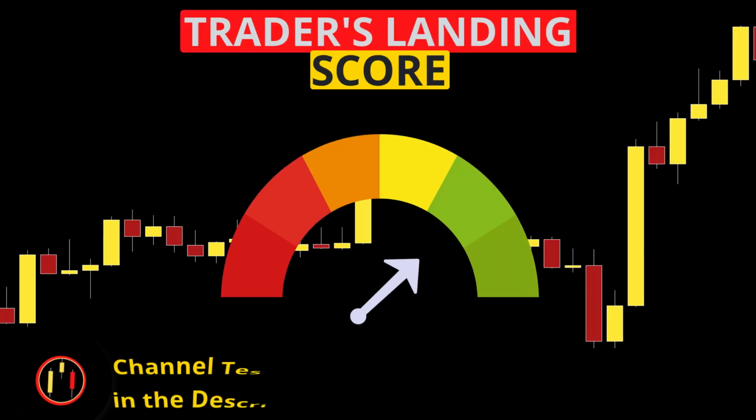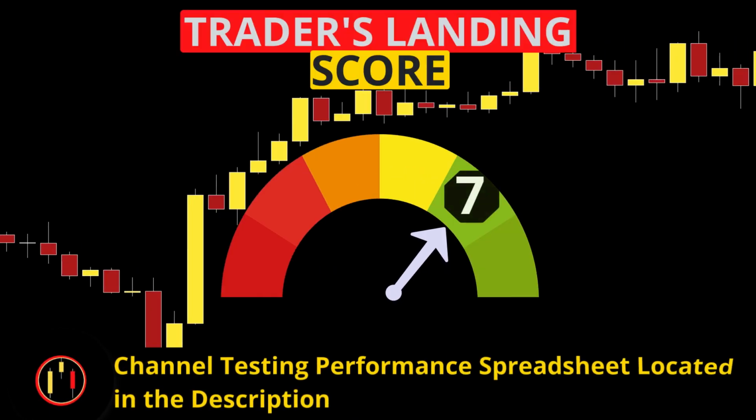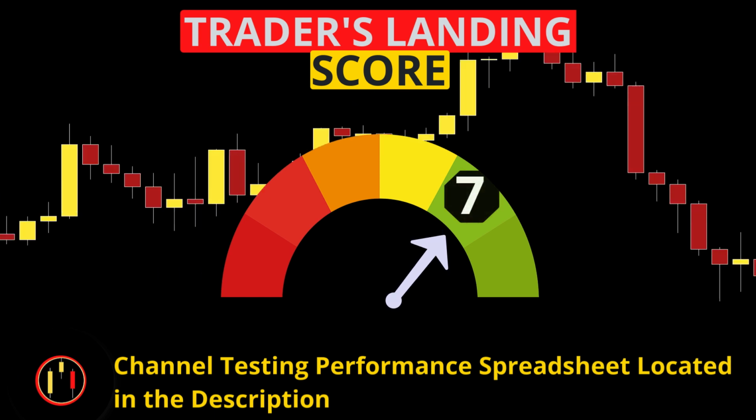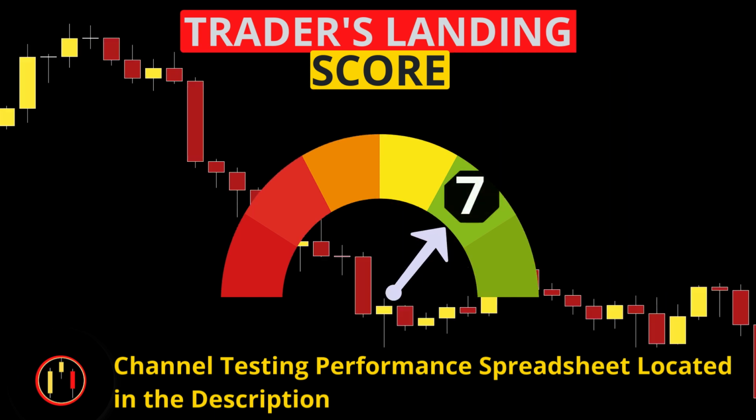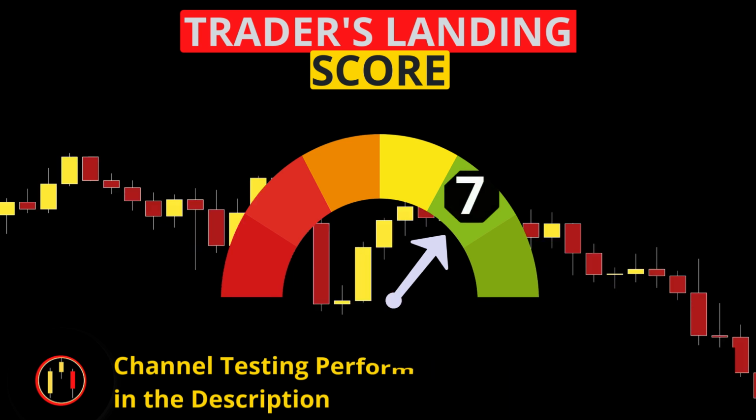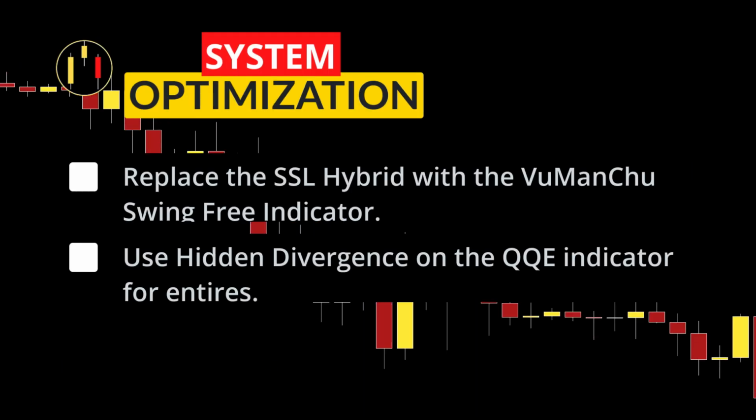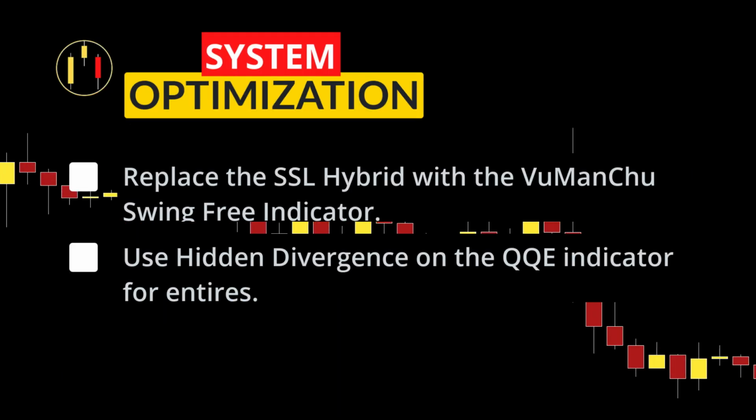I give this system a Trader's Landing score of 7 because this is a very simple rules-based system to trade. It is great for beginner traders or people who prefer to trade very clear signals on their chart. Remember, the enemy of great is good, so how do we find the crumbs to make the system better?